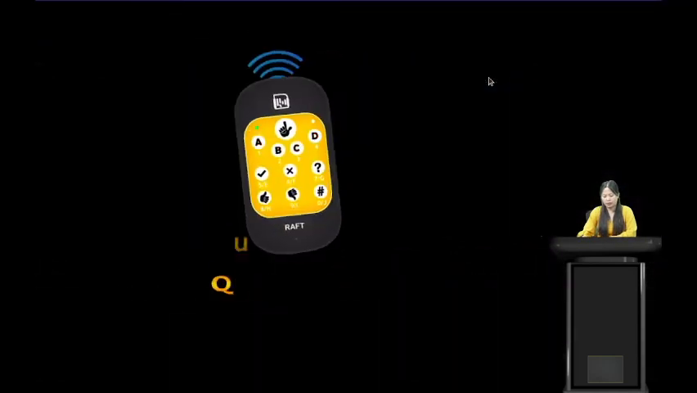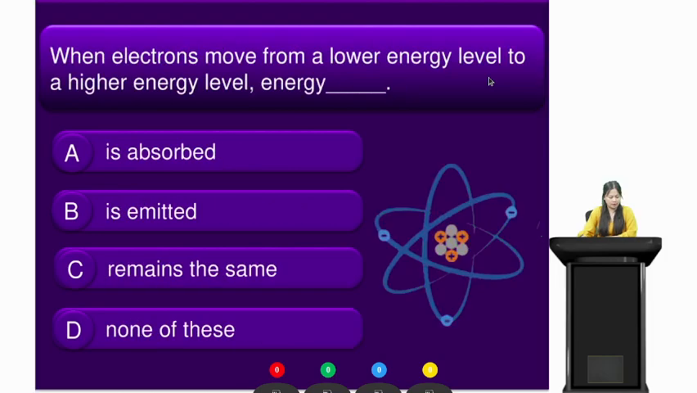Alright students, we have one more question. Please get your rough devices ready. The question is: when electrons move from a lower energy level to a higher energy level, energy is which of the following? I'm giving you 30 seconds for this question. Your time starts now. Option A, absorbed, option B, emitted, option C, remains the same, option D, none of the above.